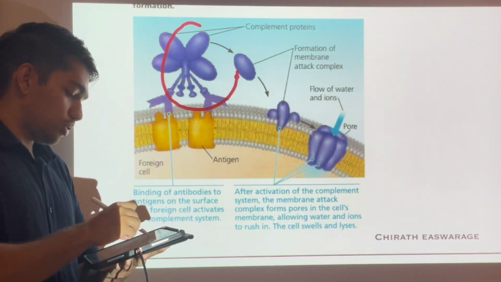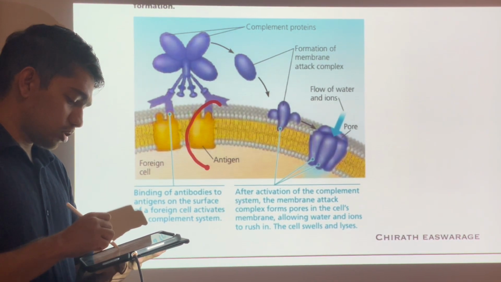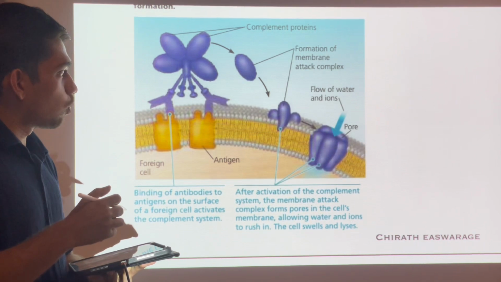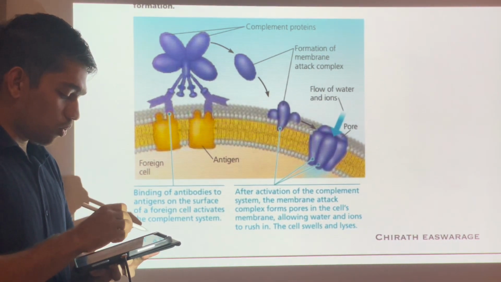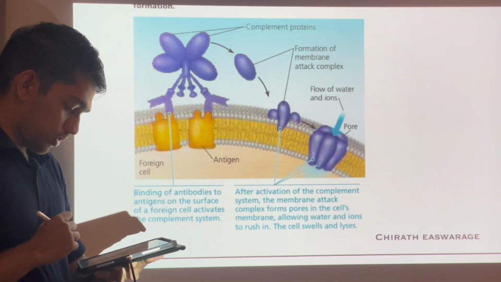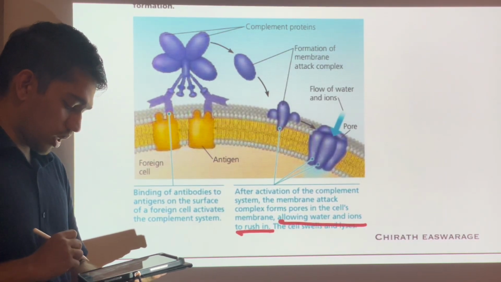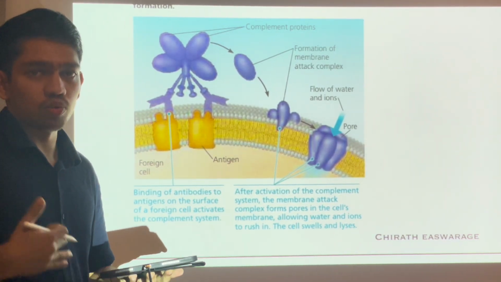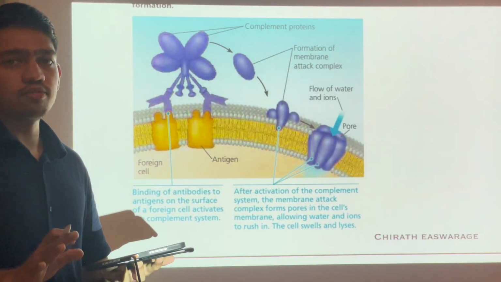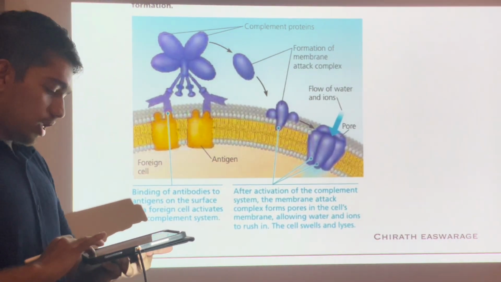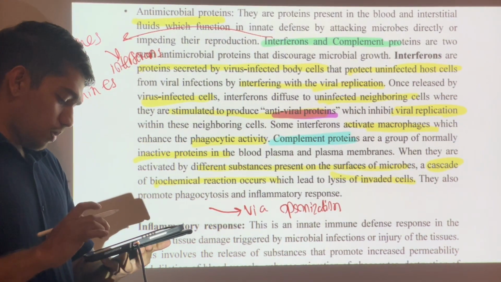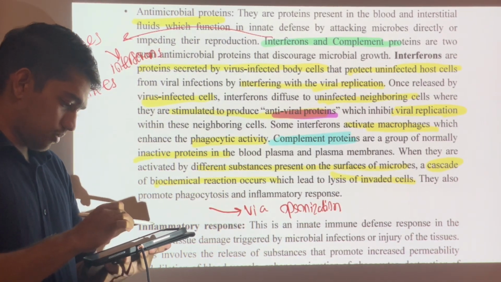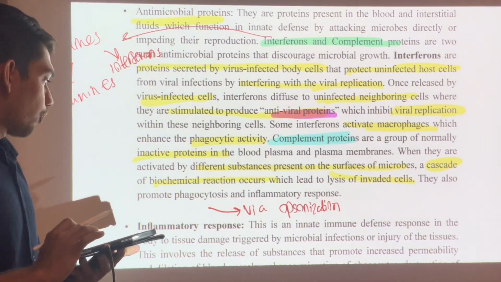So the complement proteins are going to get attached to those antigens, and they're going to produce a pore. A pore is a path that allows a flow of water and other ions, so water and ions are going to rush in. That is going to swell the cell, and at the end it's going to lyse, or get destroyed. So this is the function of your complement proteins. In addition, complement proteins promote phagocytosis and inflammatory response, which we are going to study next. You know what phagocytosis is already.